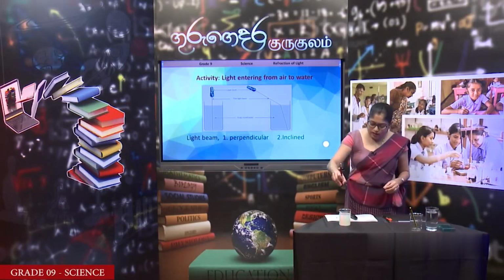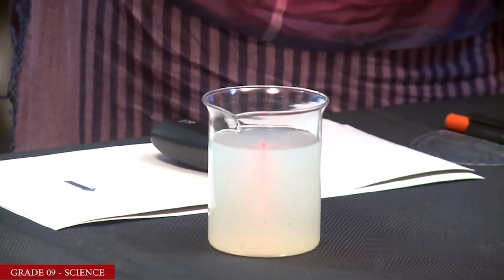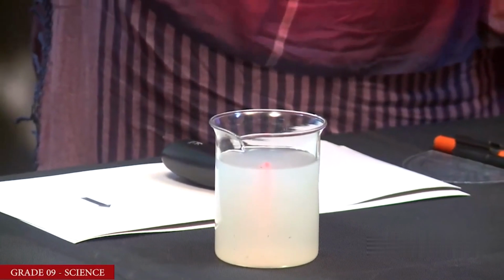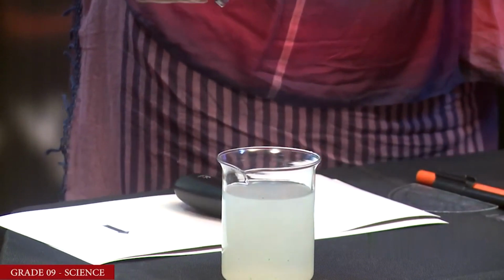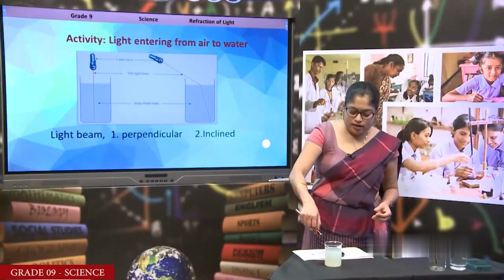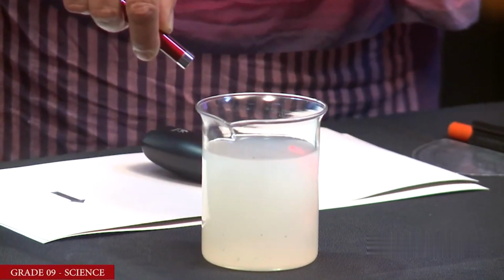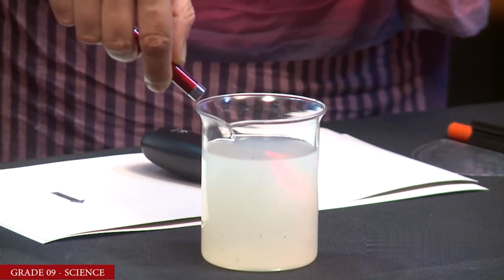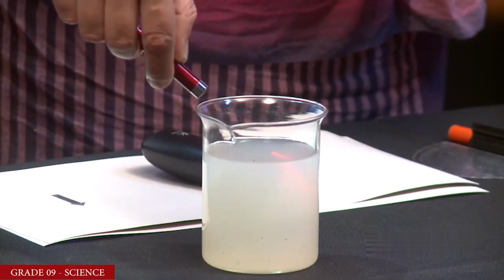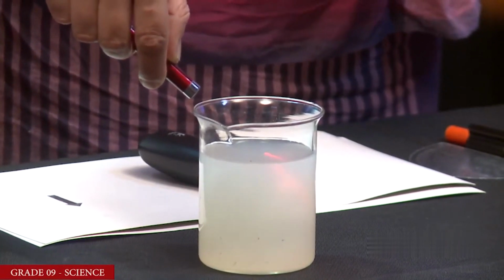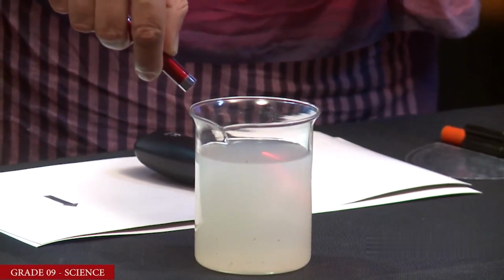Now, I will direct a ray of light perpendicular to this surface. So, you can observe the light ray inside the water, and now I will direct a ray of light at an angle. We call it inclined ray. So, you can see the light ray through water. Observe whether it is in the same direction I am directing the light to the surface. You can see the light ray is bent.